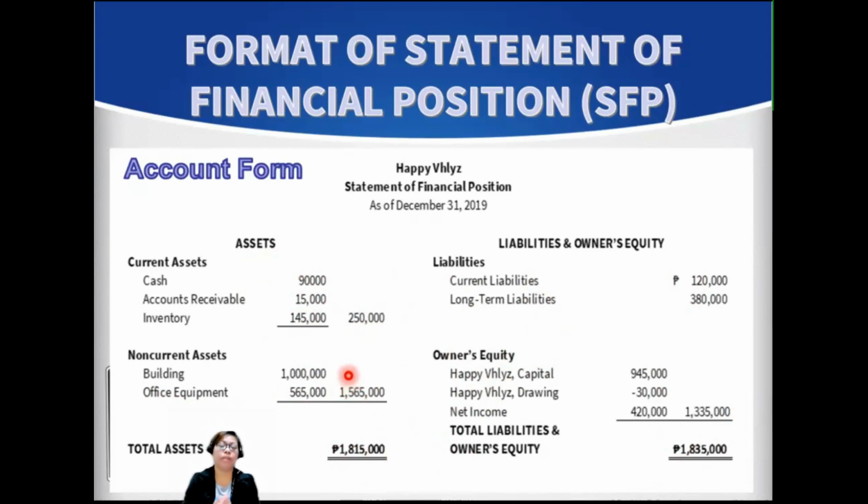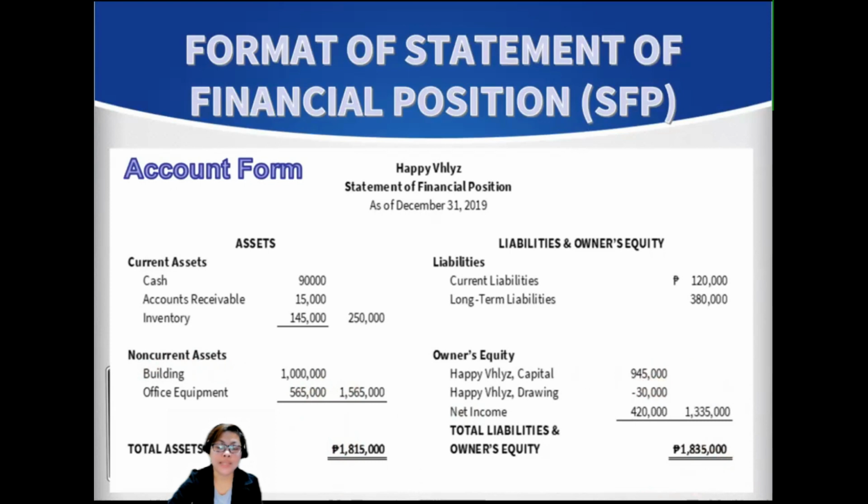The arrangement of accounts, take note of this. The accounts are arranged according to the liquidity of the assets. For example, you start with current assets and you list the most liquid, then non-current assets will be next. They are arranged from the lowest amount to the highest amount, except for the land, which is usually listed first, always. So land is always listed first.